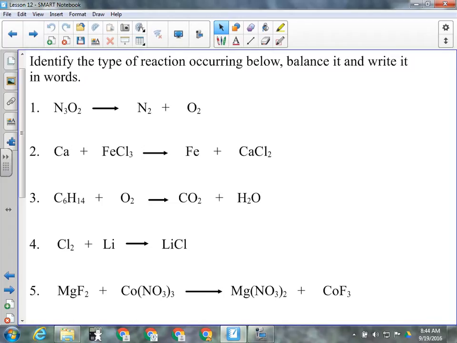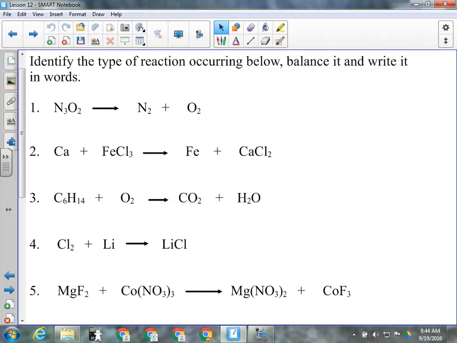We talked about combustion reactions, where a hydrocarbon, that is something that contains carbon and hydrogen, reacts with oxygen to produce carbon dioxide and water. And then we talked about the 2 replacement reactions. Single replacement, where an element reacts with an ionic compound, and double replacement, where 2 ionic compounds react and switch partners. Is that ringing a bell for everybody?